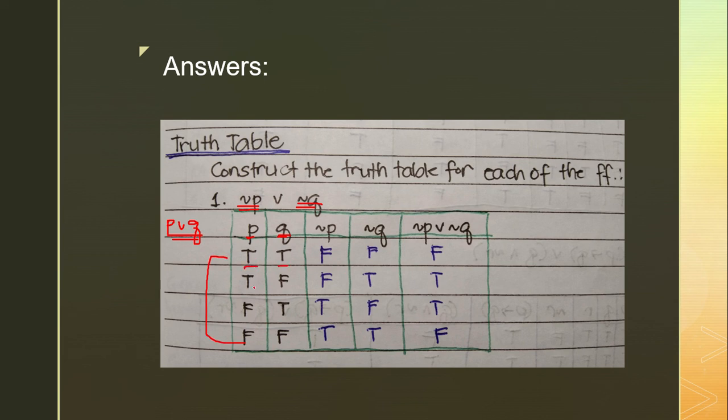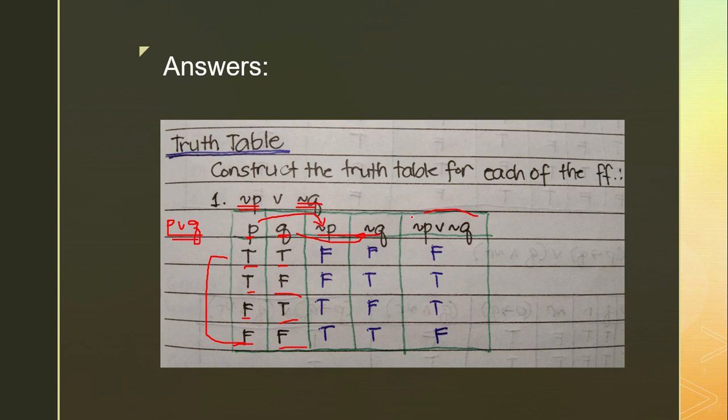T, T, T, F, F, T, F, F. Then, we'll negate P and Q. Now, for P, the negation of true is false. True will become false. Not false is true. Not false is true. This one, not true is false. Not false is true. Not true is false. Not false is true. So, we now have the two.